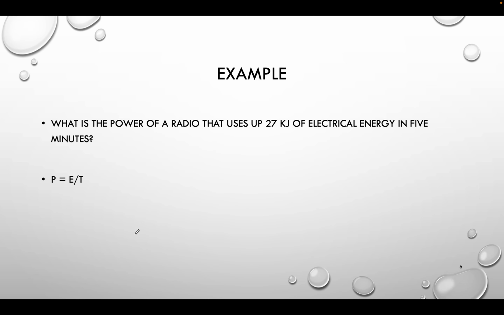An example, a radio that uses 27 kilojoules of energy in 5 minutes. We have kilojoules and we have minutes. Change it, please. Kilo means 1,000, so 27,000, 5 minutes, which is 300 seconds, because there's 60 seconds in a minute, so 60 times 5, 300. And that means 27,000 over 300, 90 watts.